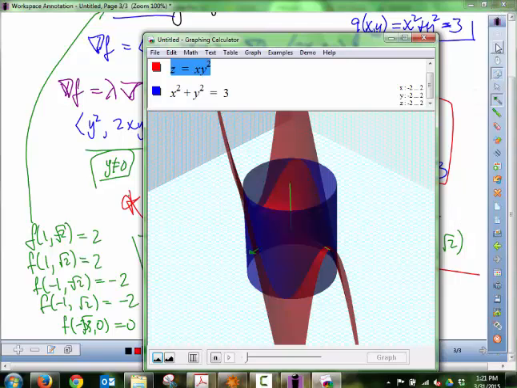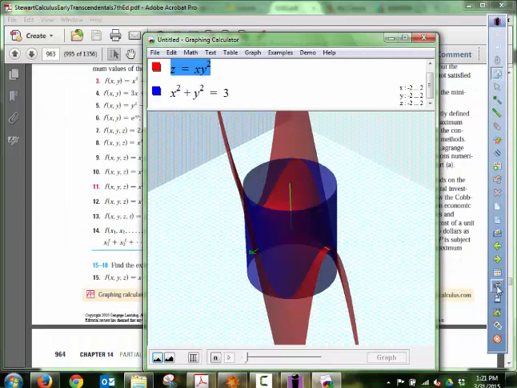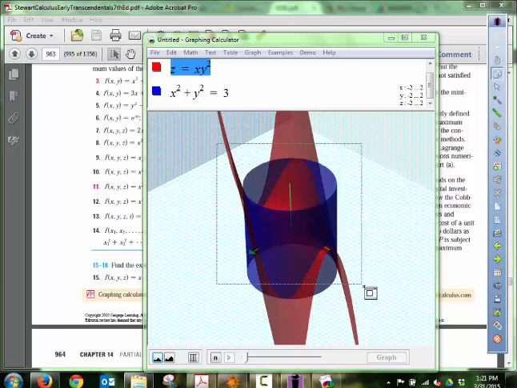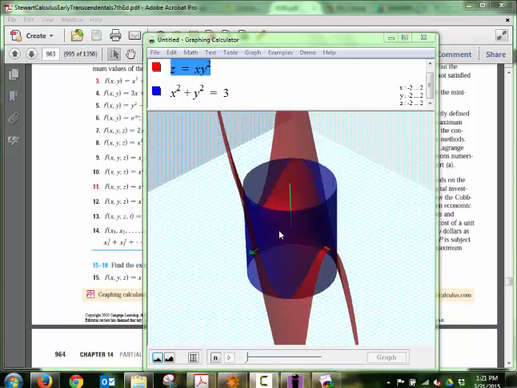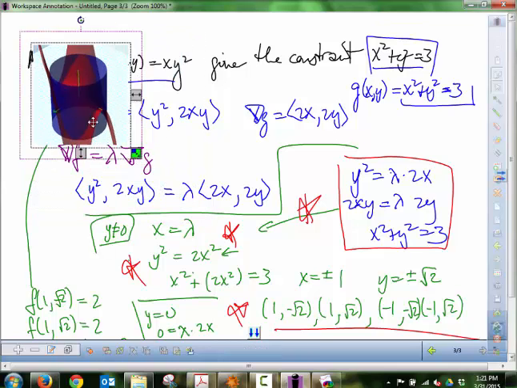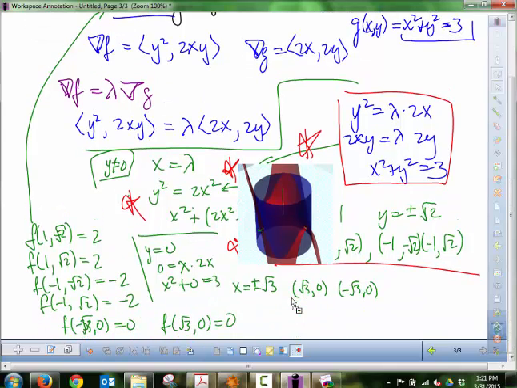Without using the picture, we have to use this. No, all we have to do is plug it into the original function. So this is, yeah, the value that we get out of it.